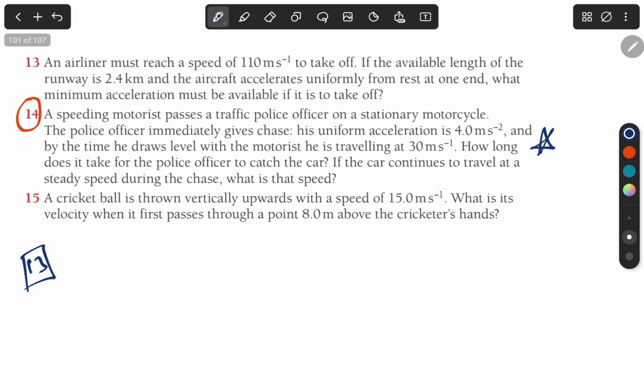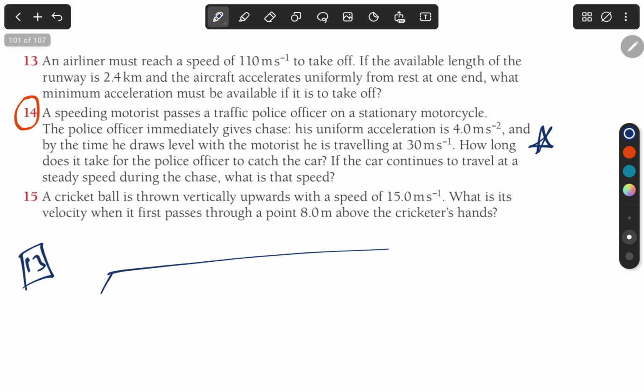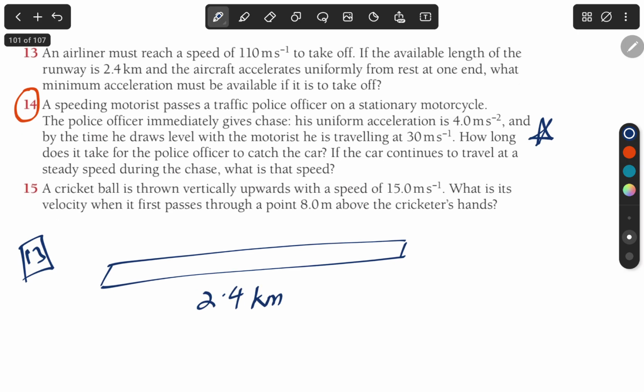So an airliner must reach a speed of 110 meters per second to take off if the length of the track available is 2.4 kilometers. Again, look at the word here: the aircraft accelerates uniformly. Why uniformly? Because our acceleration must be constant. If our acceleration is not constant, our equations of motion will deteriorate. If you want to know what that means, I explained it in class.